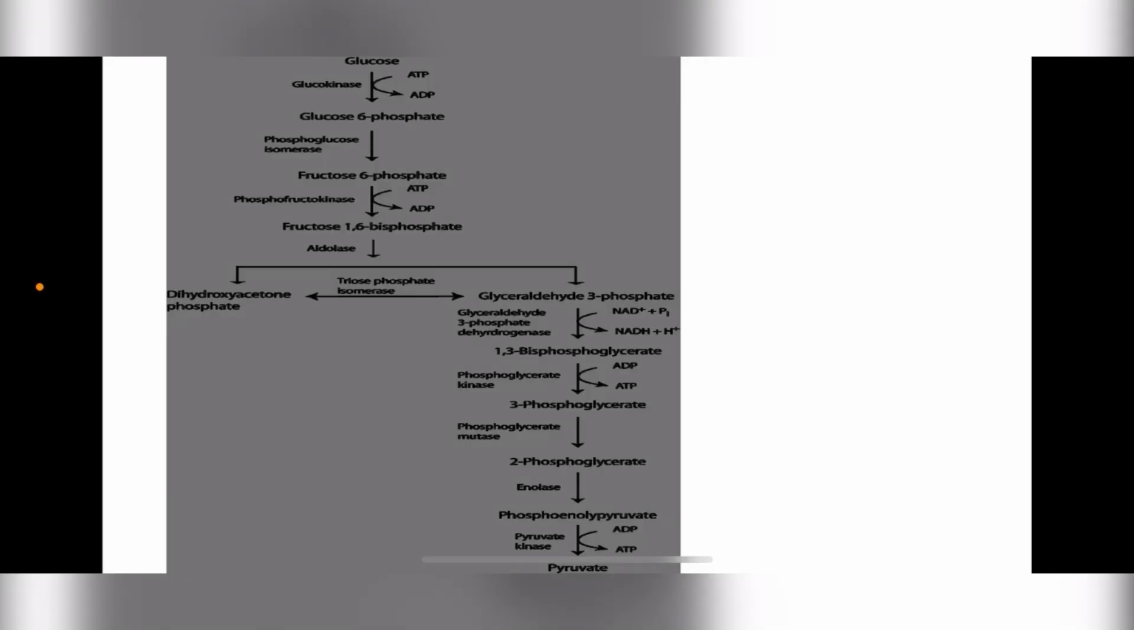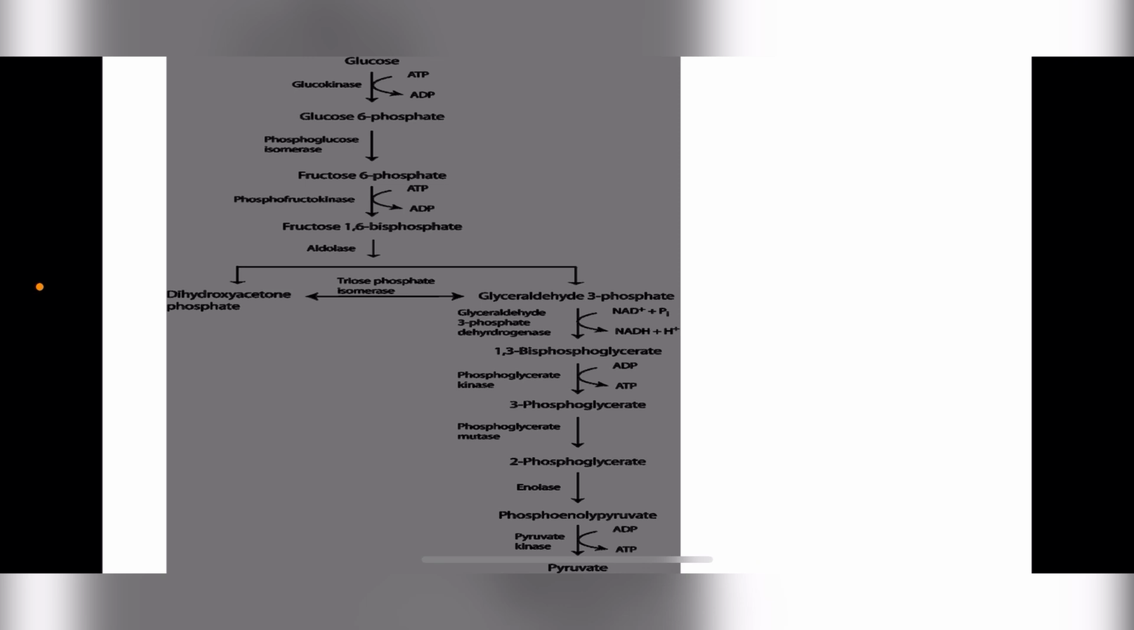Here we can see a diagram. Let's start from the beginning. Glucose is converted into glucose 6-phosphate in the presence of the enzyme glucokinase or hexokinase, and here ATP gets converted into ADP by transferring a phosphate molecule to glucose. Okay.